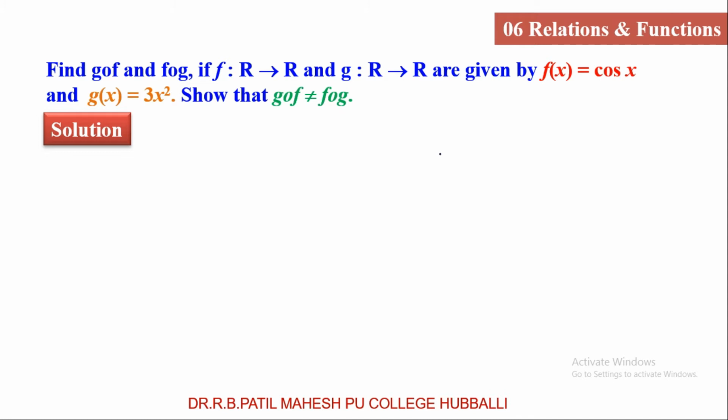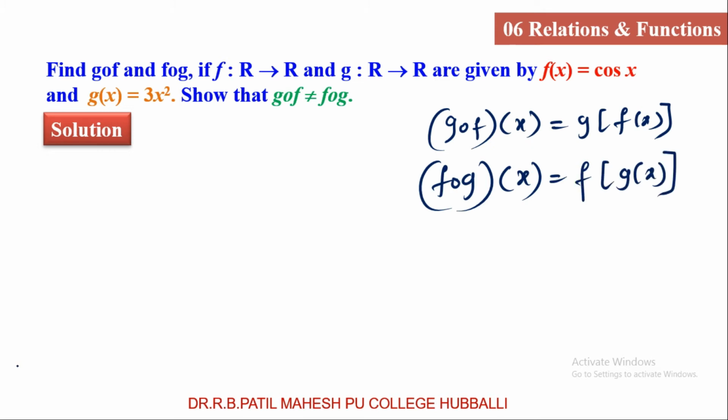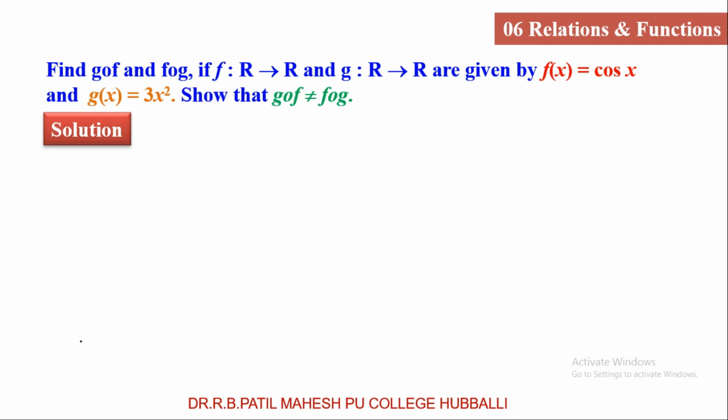Dear students, as I discussed, the definition of G composition F of x is equal to G of F of x, and F composition G of x is equal to F of G of x. These are the definitions, students. Taking the help of these two definitions, let me start the question and the solution. Given F of x is equal to cos x and G of x is equal to 3x squared. Okay. Now first one I am going to find out G composition F.